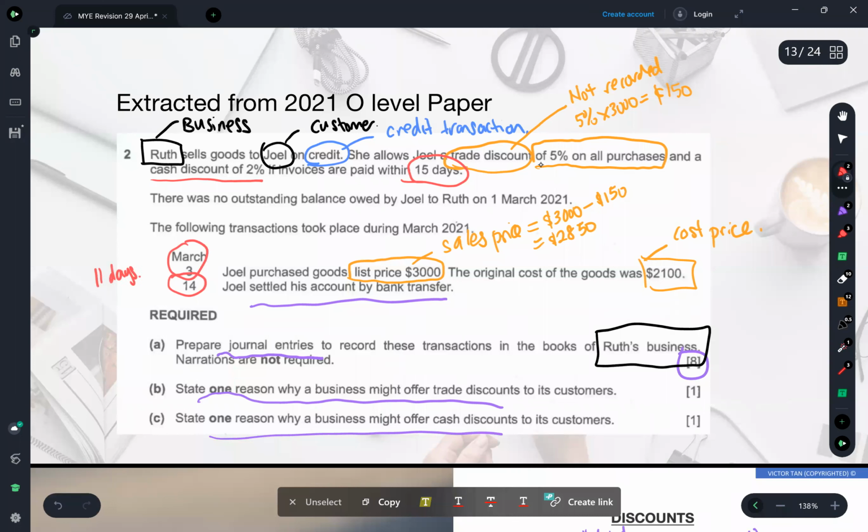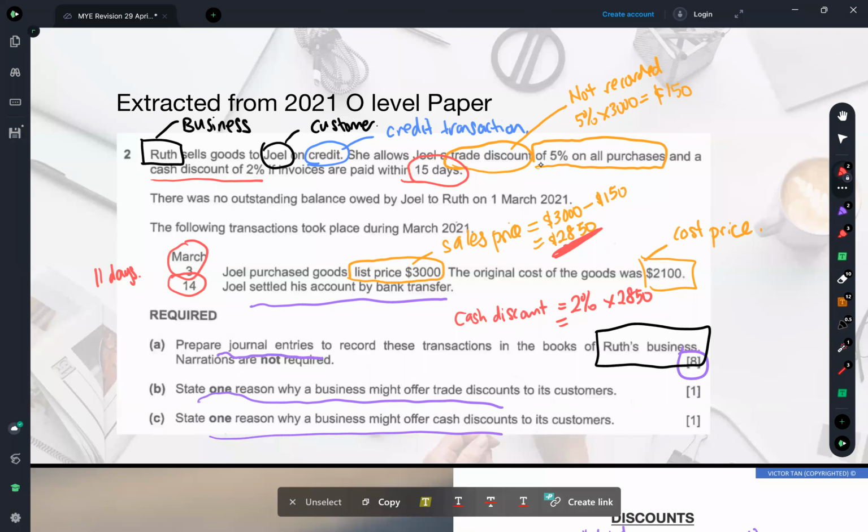So yes, my customer is entitled to the 2% cash discount. Remember, this is the sales price, correct? This is the money that you're supposed to collect from your customer. Now you need to calculate the cash discount. The cash discount is 2% times 2850. Calculate 2%, it is $57. So this is the cash discount.